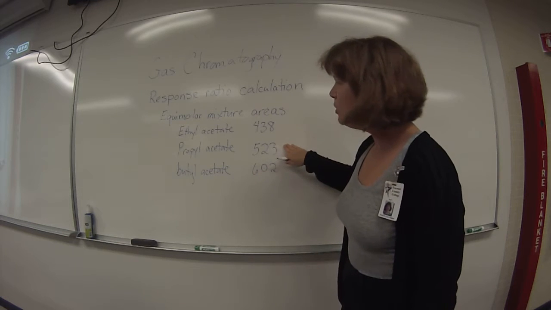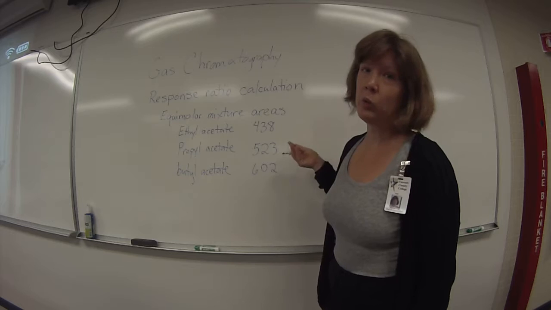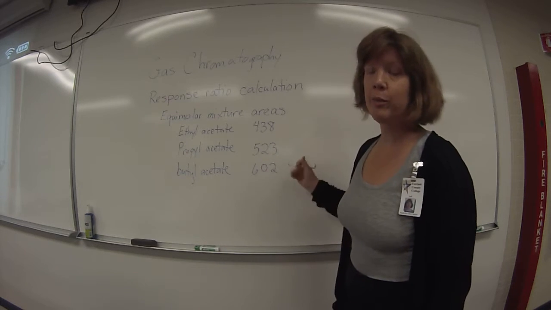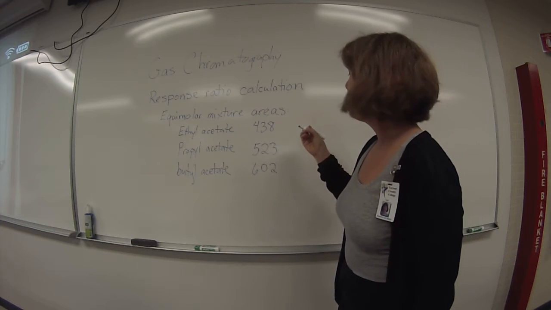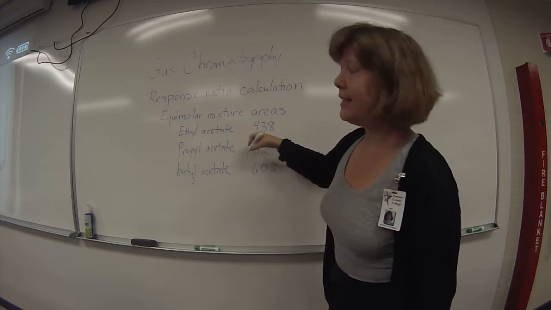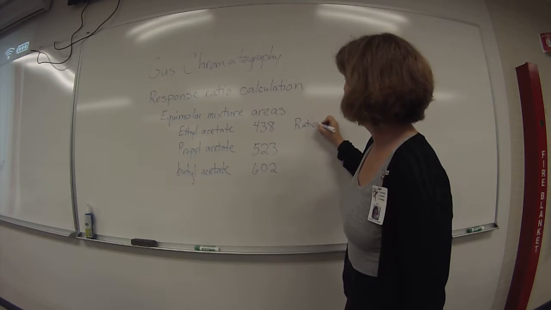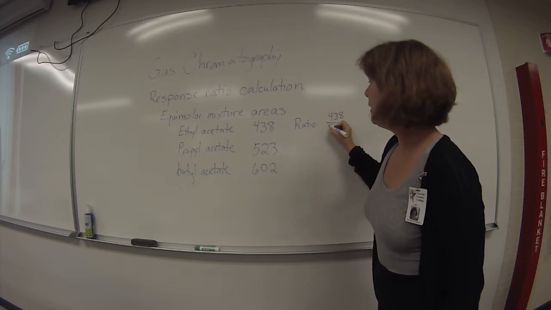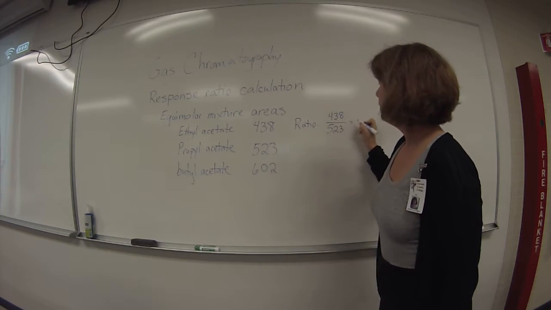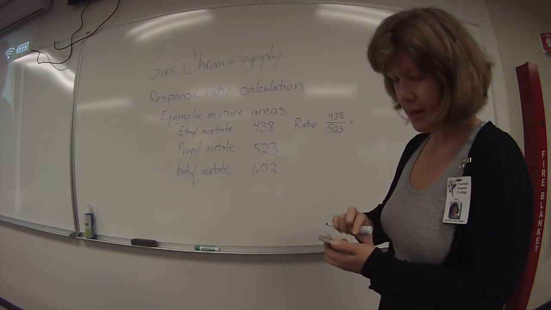So we'll just choose the propyl acetate as the one to compare to. It doesn't actually matter which one you compare to, but you have to pick one and do the same thing for each of the areas. Okay, so for the ethyl acetate response ratio, do the calculation 438 divided by 523. That will give you the response ratio for ethyl acetate.